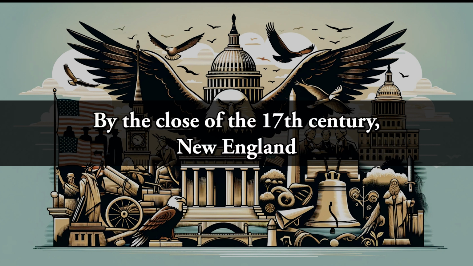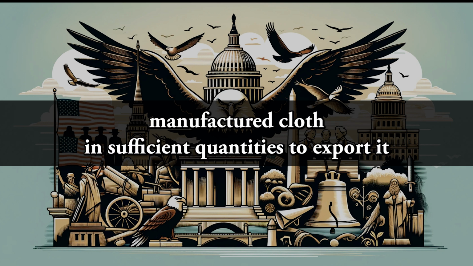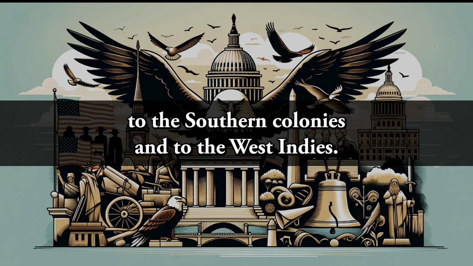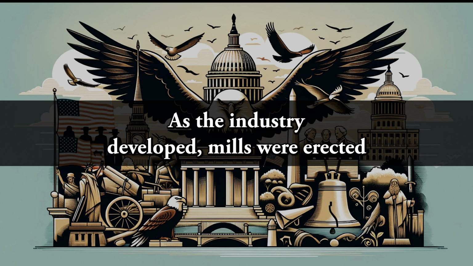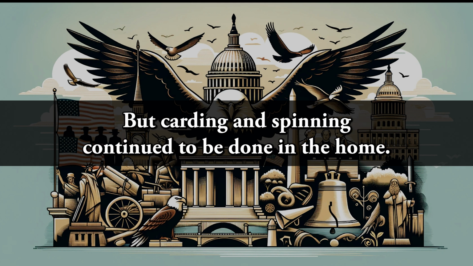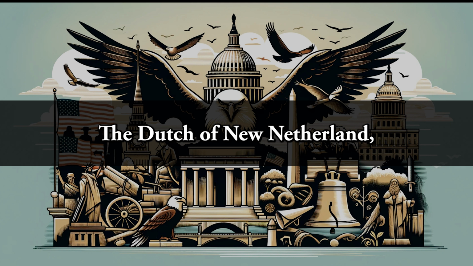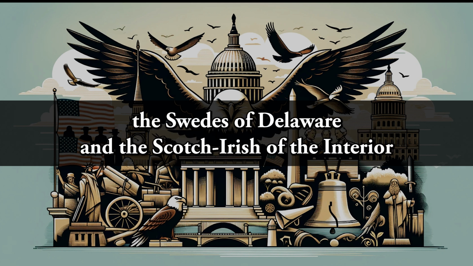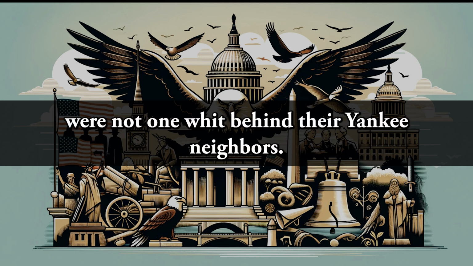By the close of the 17th century, New England manufactured cloth in sufficient quantities to export it to the southern colonies and to the West Indies. As the industry developed, mills were erected for the more difficult process of dyeing, weaving, and fulling, but carding and spinning continued to be done in the home. The Dutch of New Netherland, the Swedes of Delaware, and the Scotch-Irish of the interior were not one whit behind their Yankee neighbors.